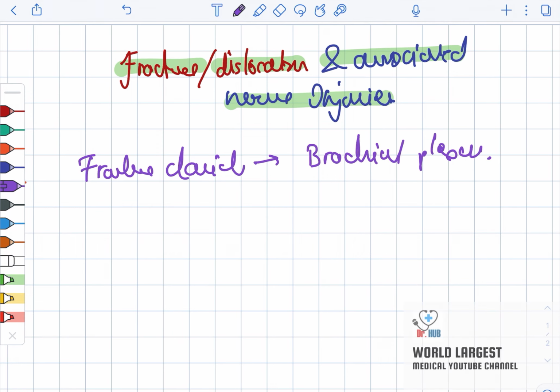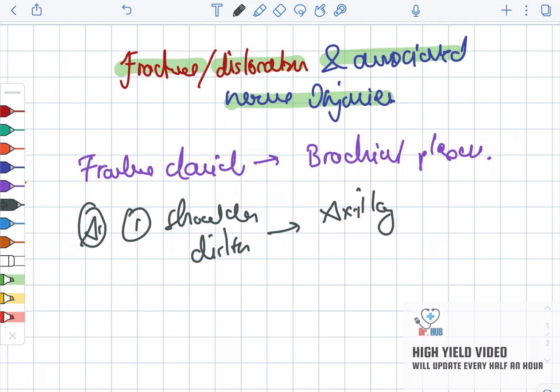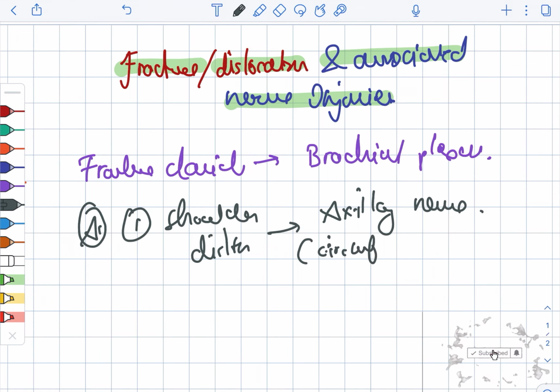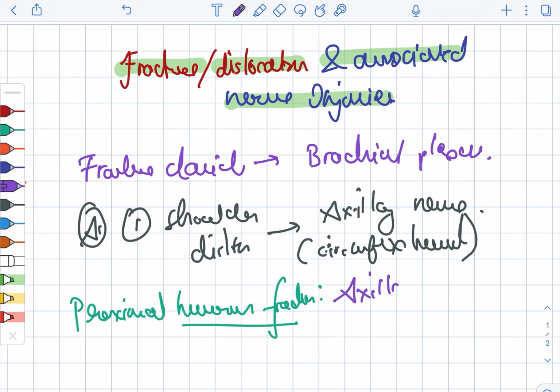Next, looking at the anterior or the inferior shoulder dislocation. In such a case, there is the axillary nerve which is involved, and this is the circumflex humeral. Next, looking at the proximal humerus fracture. In case of proximal humerus fracture, the involvement of the axillary nerve is present.